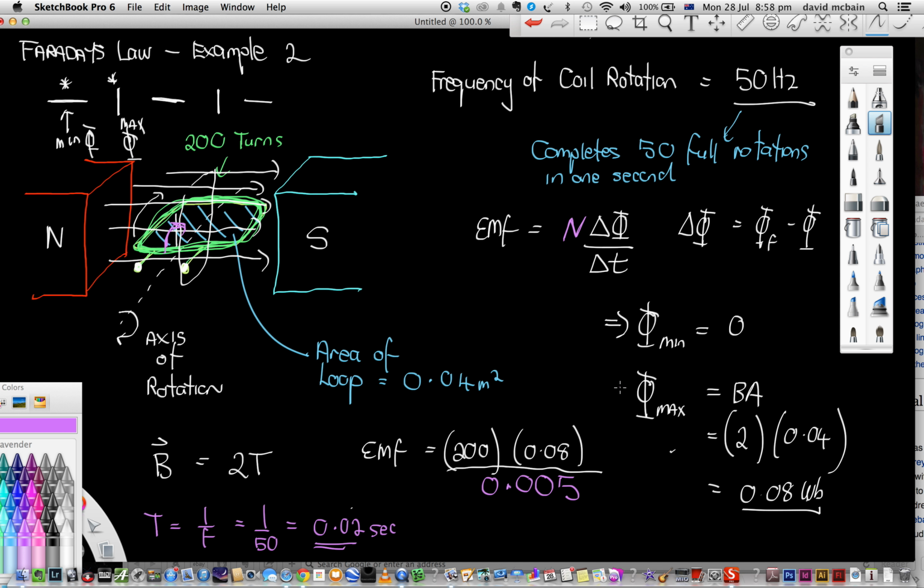So now we have all the information we need to calculate the average EMF between that horizontal position and the vertical position. And the answer will be 200 multiplied by 0.08 divided by 0.005. And that answer is 3,200 volts. So the voltage we're going to produce is 3,200 volts. So there's our second example of Faraday's law.